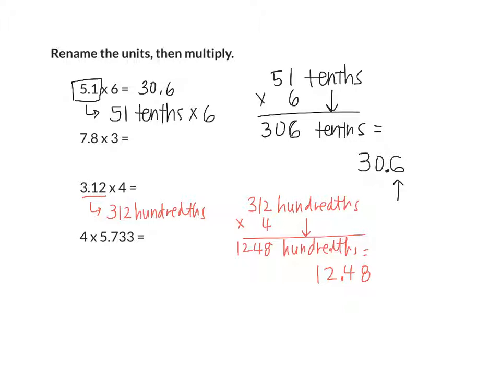Let's use estimation to make sure that this is correct. 3.12 is pretty close to what whole number? 3. 3 times 4 is? 12. Is this pretty close to 12? Yeah. Very good. Try this one by yourself. 4 times 5.733. First, rename the units, then multiply, write it in standard form, and then use estimation to check.